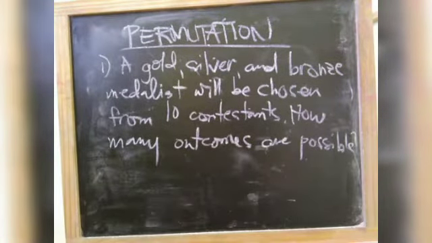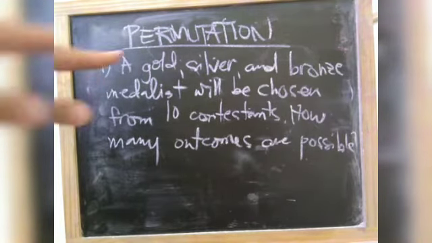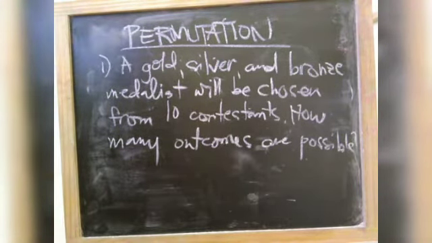Okay, so let's have this particular problem here. For example, a contest. A gold, silver, and bronze medalist will be chosen from 10 contestants. Ibig sabihin, tatlo ang pipiliin natin: isang gold medalist, isang silver medalist, at isang bronze medalist from 10 contestants. So, may sabihin na may 10 participants yung particular contest na yon.